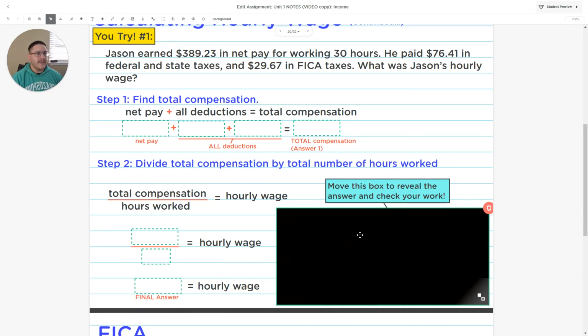If you're on ClassKick, you can move this box and check your work to see if you're doing all the steps correctly. But try not to do that until either you are completely done or you're stuck on one part of this problem. So again, pause the video, see if you can do this problem on your own. Otherwise, I'm going to continue on and show y'all how to do this.